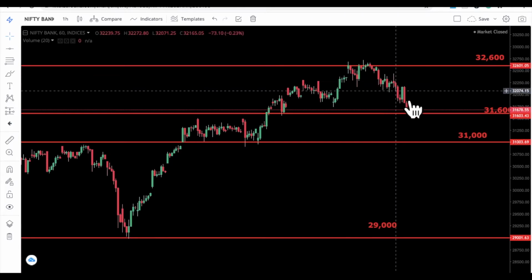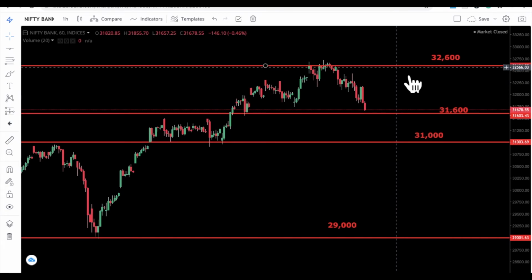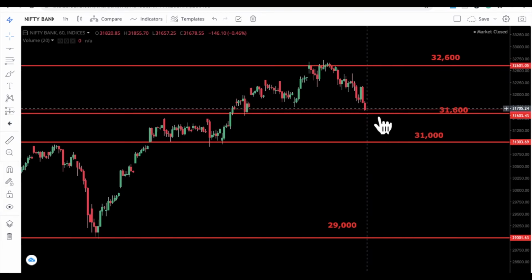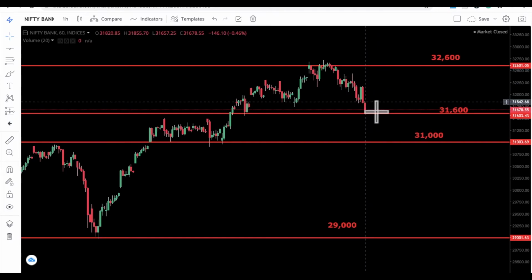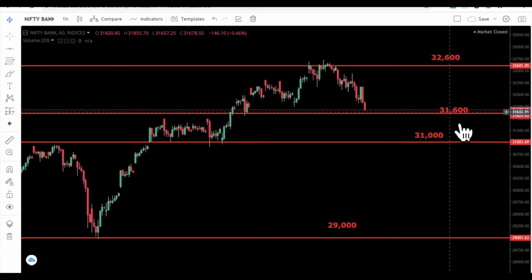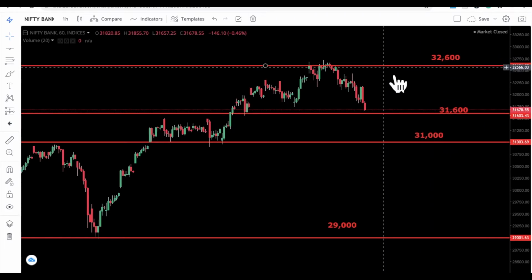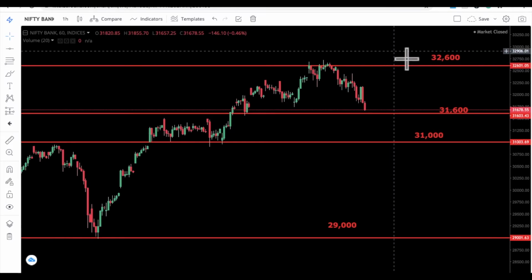And now again the market today has come to the 31,600 level. This can act as a strong support level, and 32,600 can act as a strong resistance level. Once either of these two levels is broken, there will be a smooth movement. If it breaks 31,600 level, it moves downside; if it breaks 32,600 level, it has the potential to smoothly move upwards.